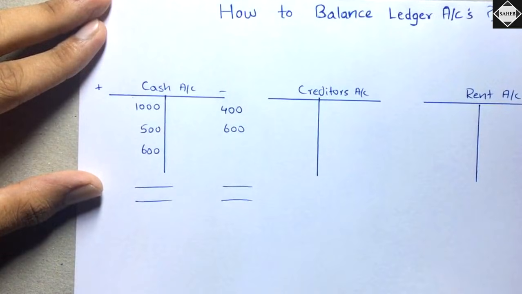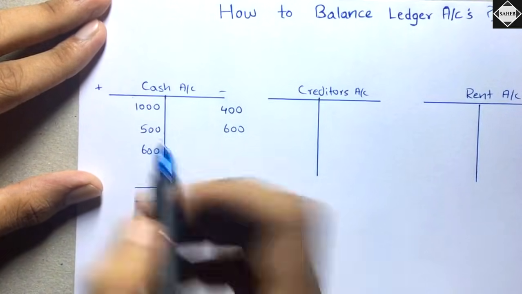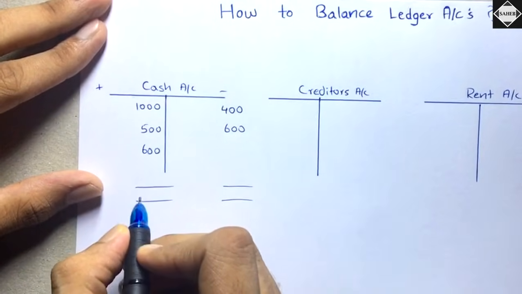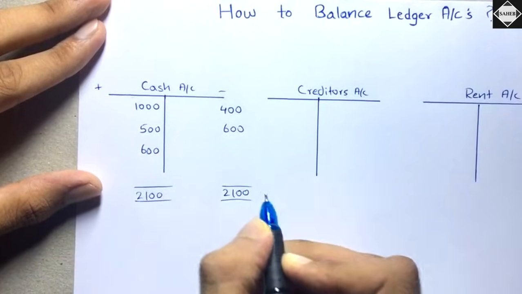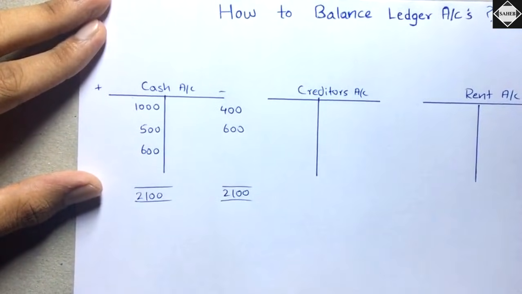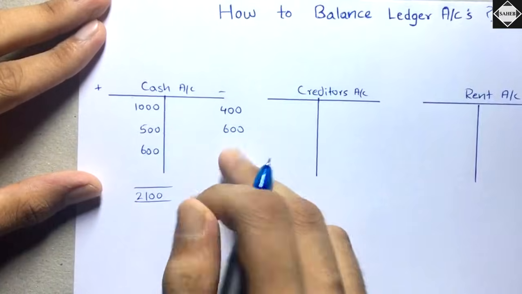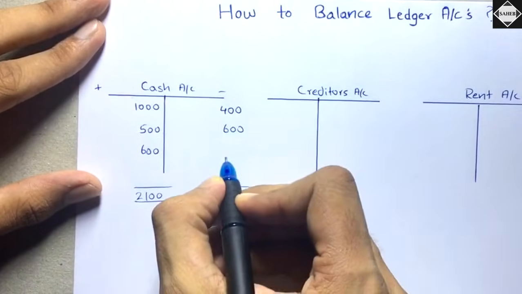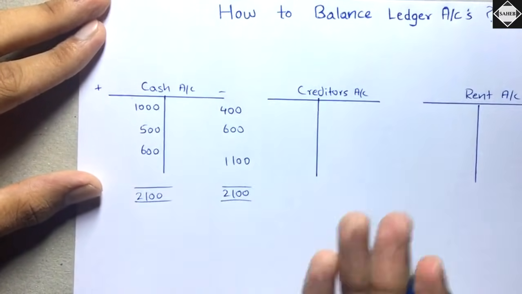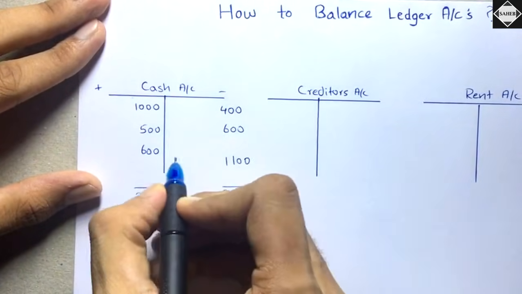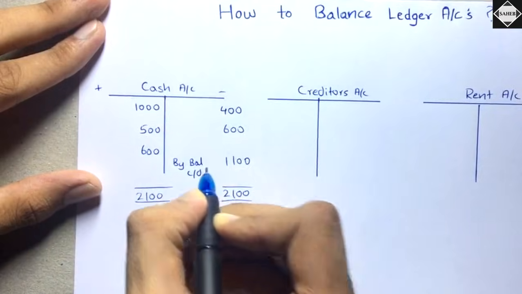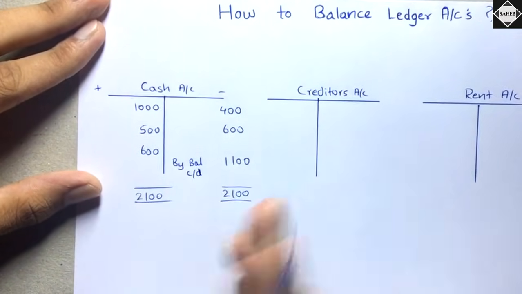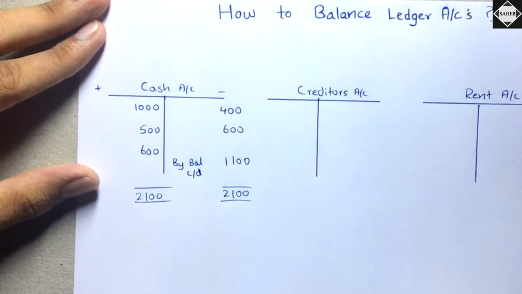So what you're going to do is blindly put the bigger figure on both sides. Here it's equal to 2100, so 2100, 2100. And what's the shortfall over here? The shortfall is 1100. So you're going to take 1100 on the credit side, and write over here by balance carried down, or carried forward, by balance C by D. That's how you're going to balance the ledger account.